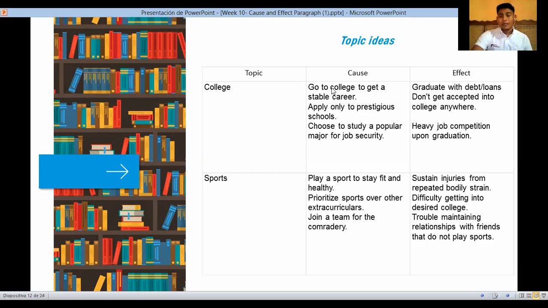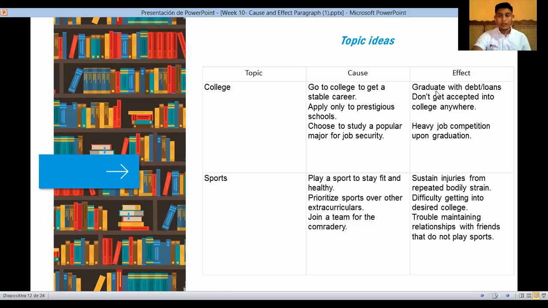The first cause is go to college to get a stable career. This is the first cause. Another cause, apply only to prestigious schools. It is a cause. That is the action that you do, and the effect is what you wait. Another cause is choose to study a popular major for job security. Yes. And when we read that cause, we wait for an effect.